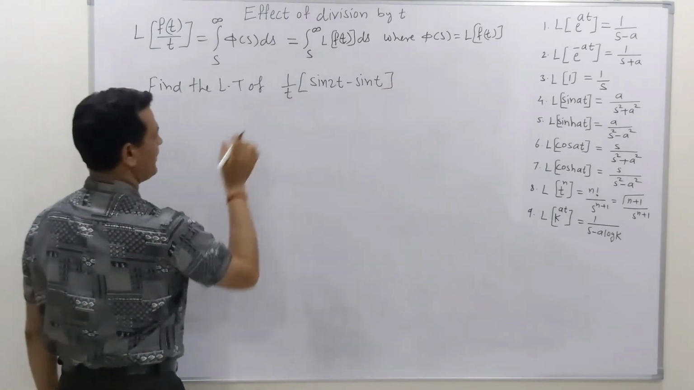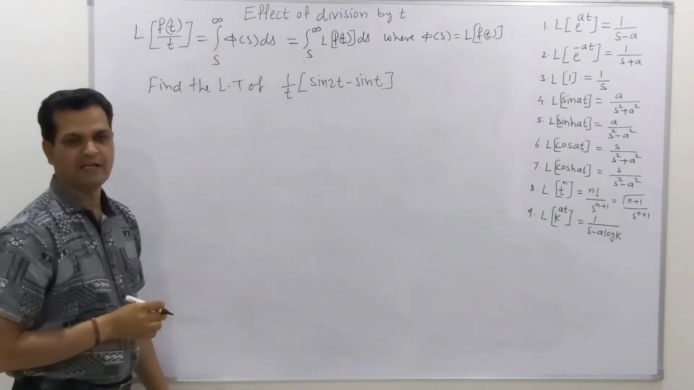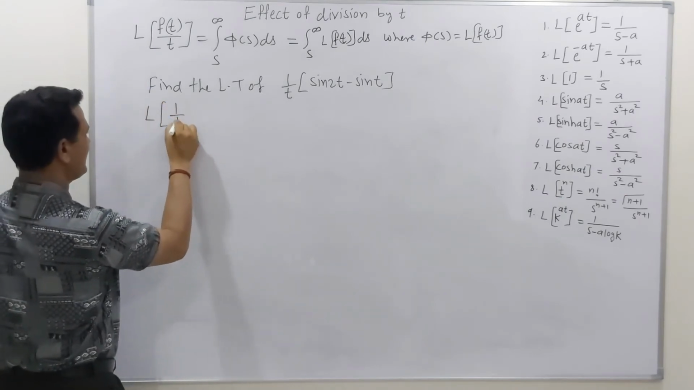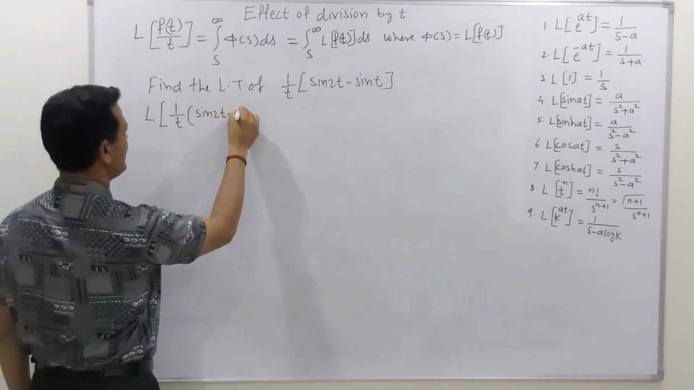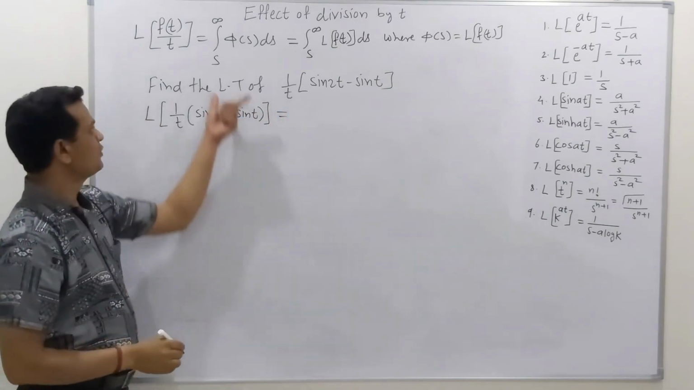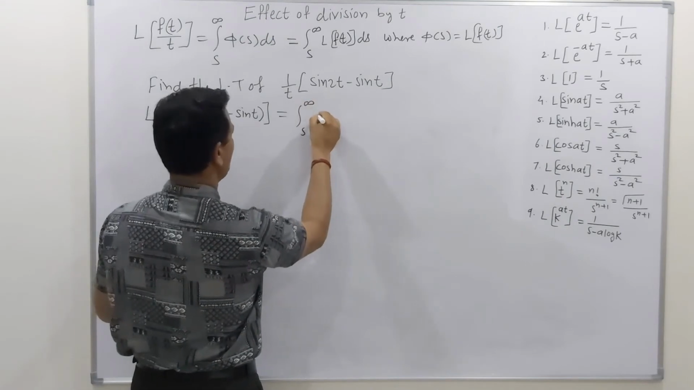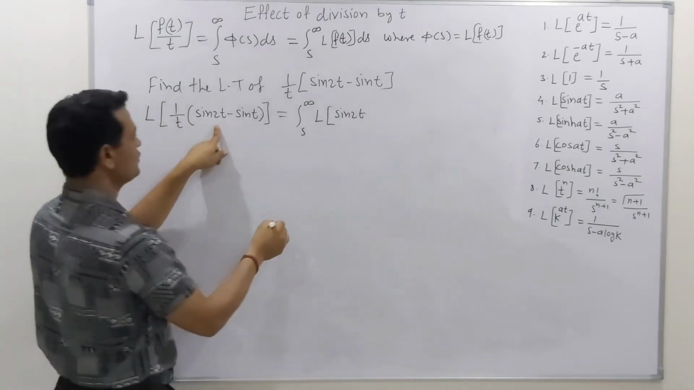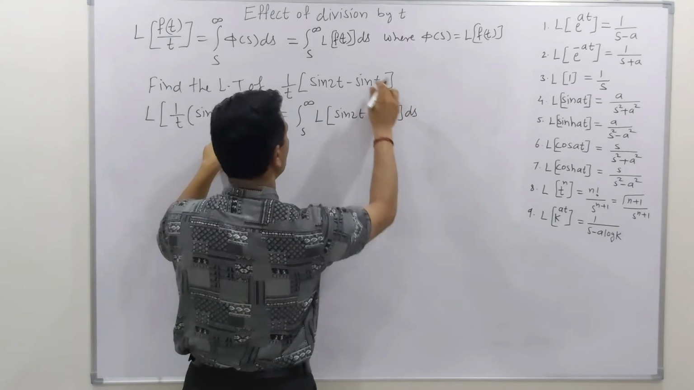Here in the denominator we get a single t term, so we can apply the effect of division by t property. Then the Laplace transformation of 1 upon t, in bracket sine of 2t minus sine of t, is equal to, according to this property, integration from s to infinity of the Laplace transformation of sine of 2t minus sine of t, into ds.